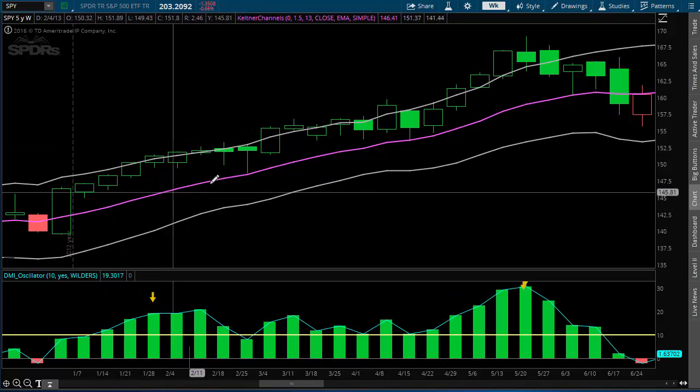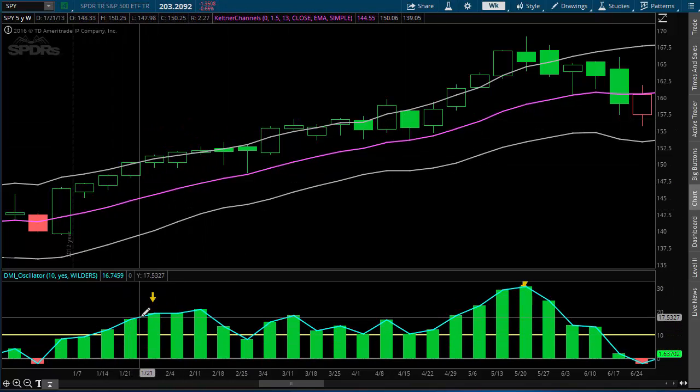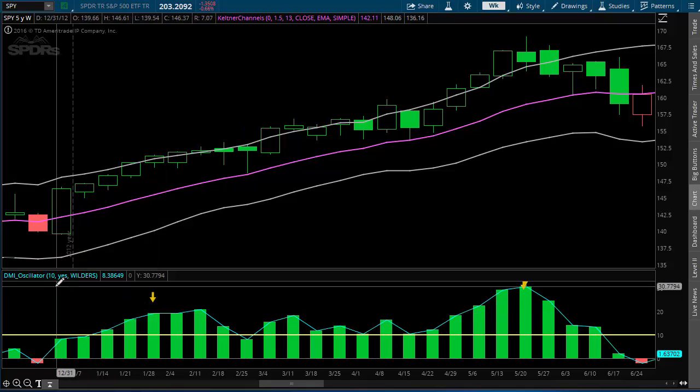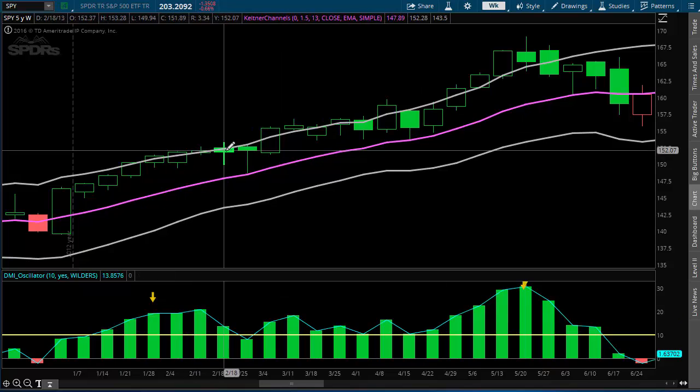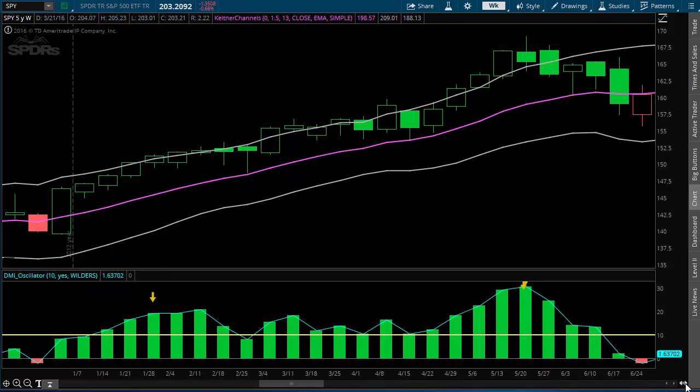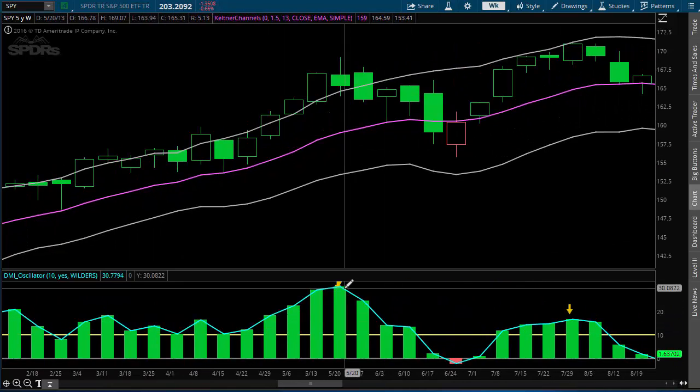So even though it's a bull market, if you have 5 weeks up in a row on the DMI oscillator, then you're looking at either some sideways action or even a pullback. So let's just scroll through, right? So here was the next one.